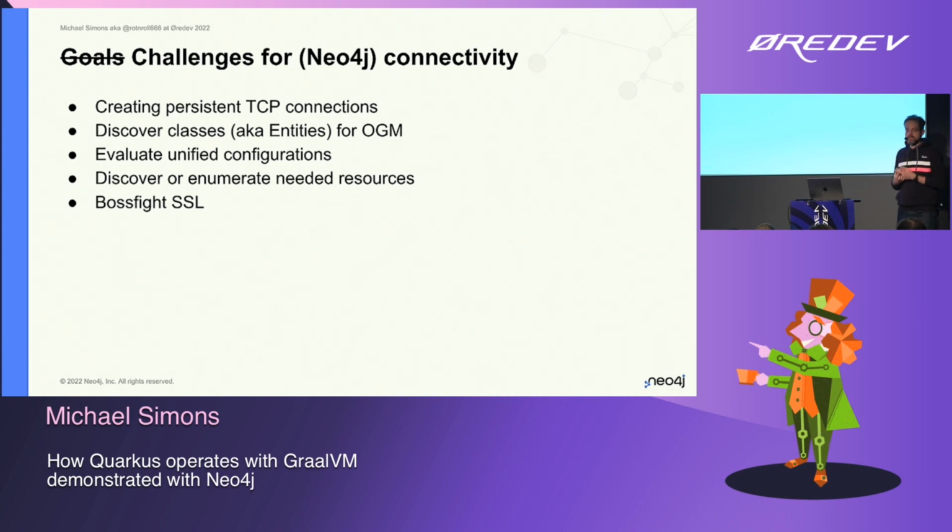Yeah, and our boss fight was actually the SSL support. It was not for the faint-hearted to get SSL in native image correct. This is solved now. There's one switch you can turn on, and it's on by default, and SSL is working in native image. It's kind of great.